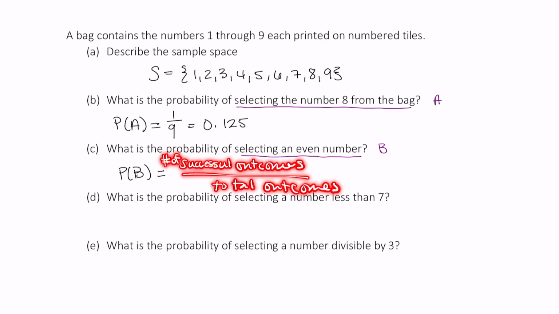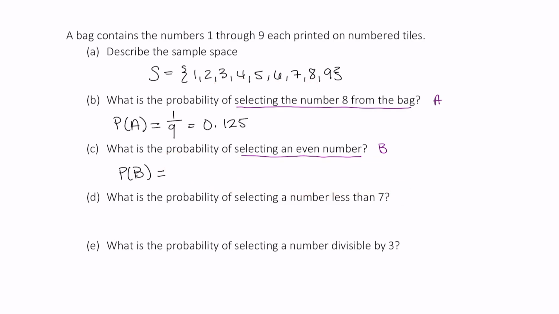So in the last one, it was really easy. There was only 1 8, but now we need even numbers. Well, 8 is even, so is 6, so is 4, and so is 2. And we have 4 total even numbers, so that goes on top as our 4, since that is our number of successful outcomes. And in our denominator, we're going to put the total number of outcomes, which is 9 out of our sample space. So this is 4 out of 9. As a decimal, that's 0.4444.